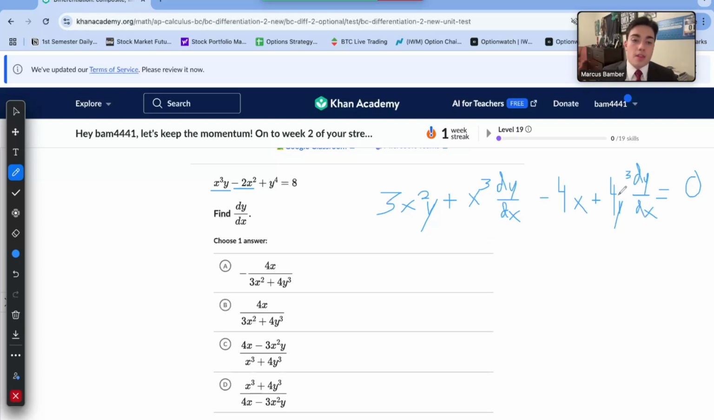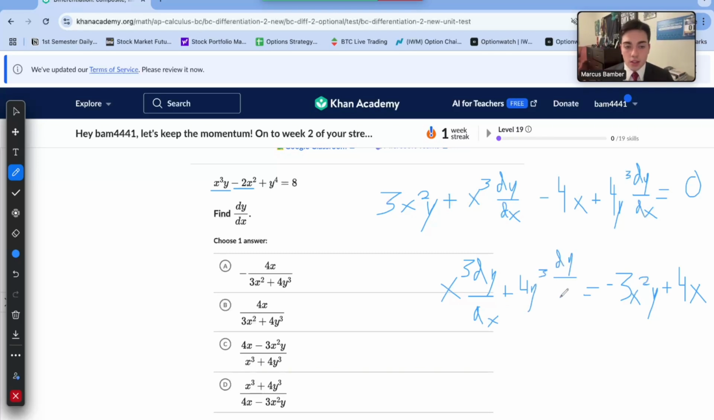From here, our next step is to get our dy over dx's by themselves. So let's move over the two other terms first. On the right side, we're going to have negative 3x squared y plus 4x. And then our left side is going to be our two terms with a dy over dx: x to the power of 3 dy over dx, and then plus 4y to the power of 3 dy over dx.